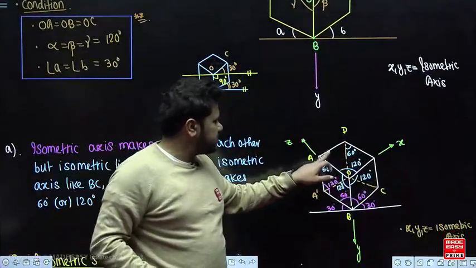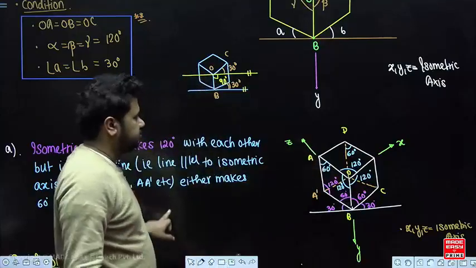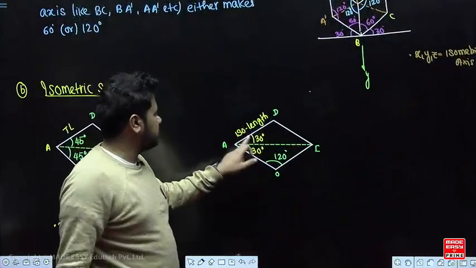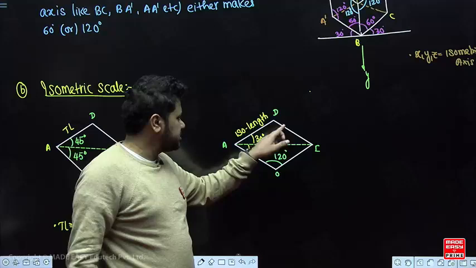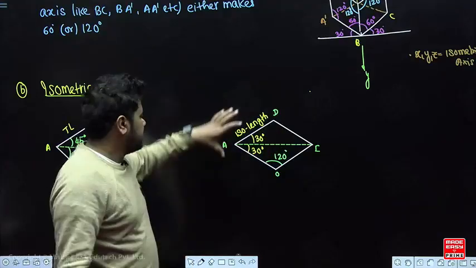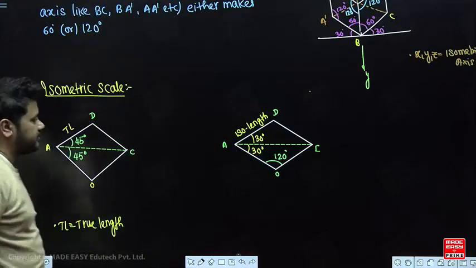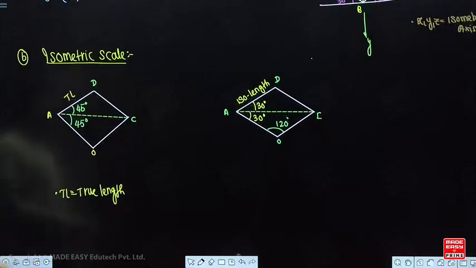Correct? अगर ये 120 बना रहा है तो ये एंगल कितना बनेगा? 60 डिग्री तो बनेगा. Right. So if this angle is 120 degree, this will be 60, this will be 60, and this angle will be also 120 degree. So this length is called as isometric length. Right. So this is your iso length. Clear? Now there is a relation between this true length and iso length.